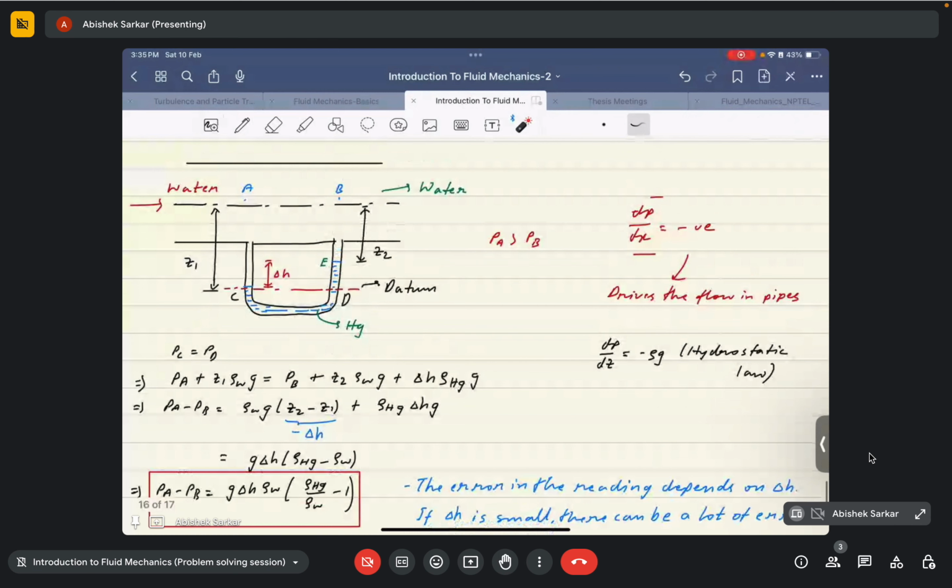Now we look into the factors that will cause the pressure at these two points. So what are those factors? First is the inherent pressure at point A and point B. That's clear, right?